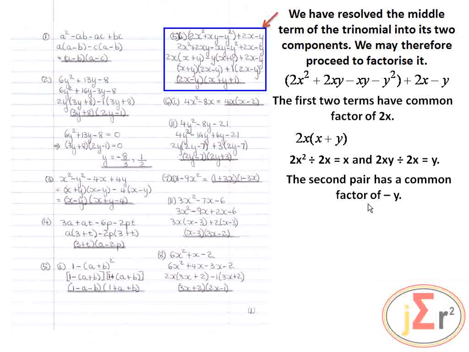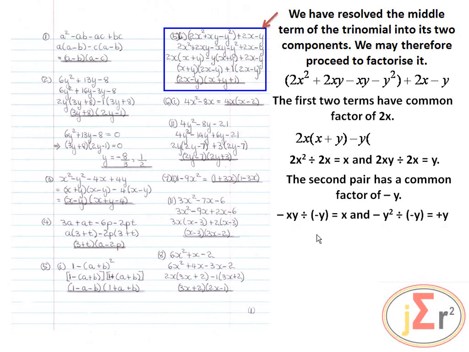The second pair has a common factor of negative y. Do not forget that we always use the sign that begins the second pair. So the sign that begins the second pair right here is a negative sign, and we can see that y is common, negative y. What do we do next? Negative xy, because after identifying the common factor, we divide each term by the common factor.